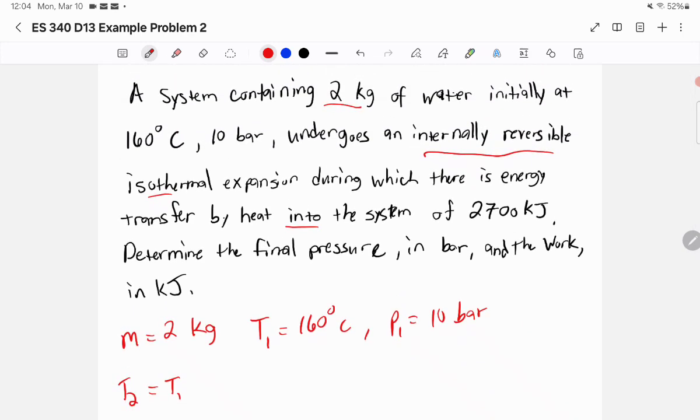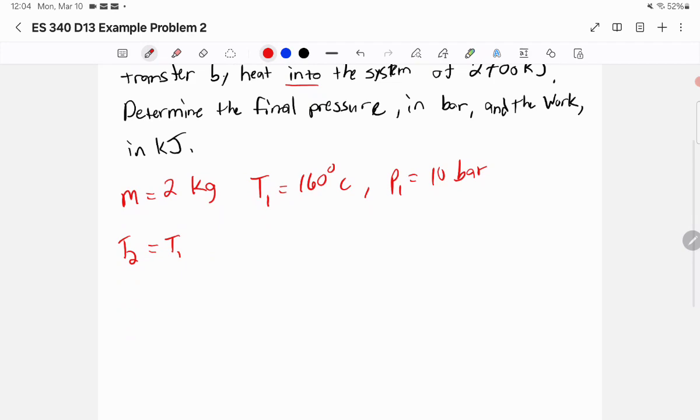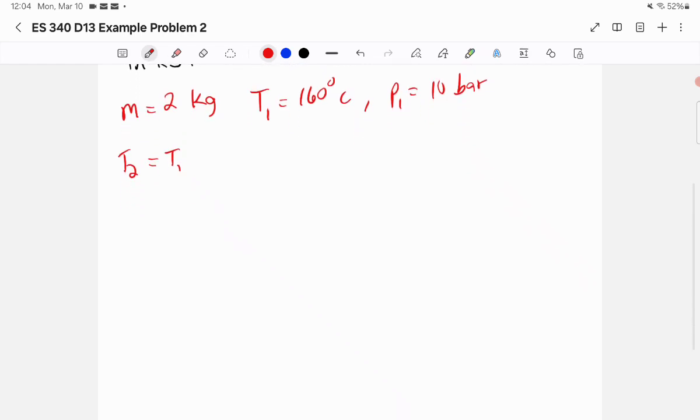But there is some kind of change, right? It was an internally reversible expansion, so the volume is going to change, and so is the pressure. So how are we going to deal with this? Well, the first thing is that we're going to note that the entropy is going to change. And our TDS equations say the following.